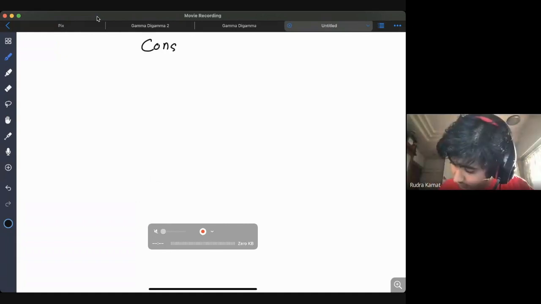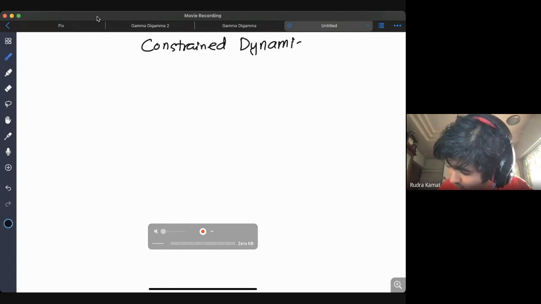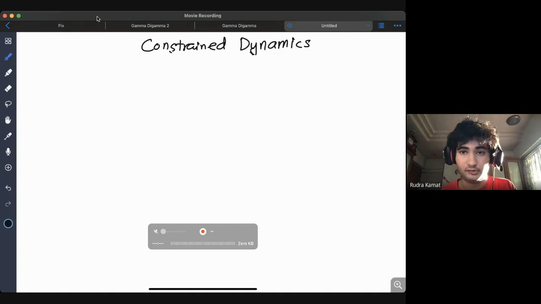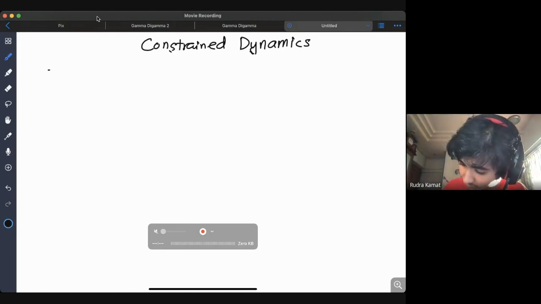Okay, constraint dynamics. First, I'm going to assume everyone has done analytical mechanics in some form, be it Lagrangian first or Hamiltonian first. So I'm just going to directly start with the Euler-Lagrange equation.